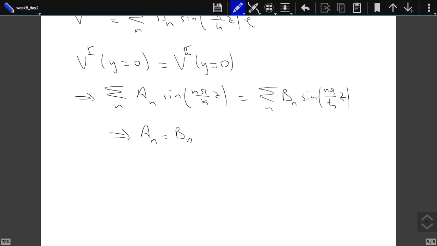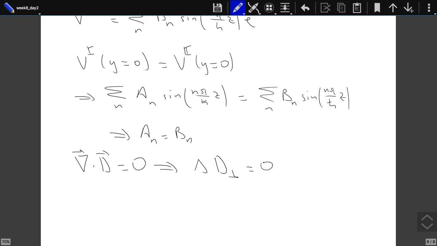Now we have one more condition. You see, in this region, the divergence of D is equal to 0. There are no free charges anywhere. But this tells me that the perpendicular component of the displacement field is continuous. The change across the surface is 0.